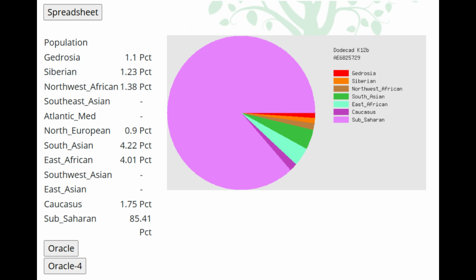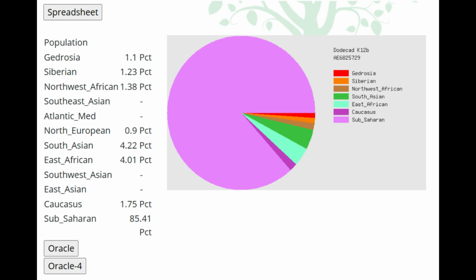Okay, so now I'm going to do a different type of Dodecad calculator, where this one is Dodecad K21B. And if you look at this, it does split up the ancestry groups a bit more, where it's not all just Africa. We have Sub-Saharan Africa, East Africa and Northwest African all being separated. So it states here that I'm 85.41% Sub-Saharan African. That's really not shocking. That's a bit less than my usual result. But like I mentioned, they split the African into separate parts here. So when you combine all the African, it adds up to the rough 90% that I usually get.